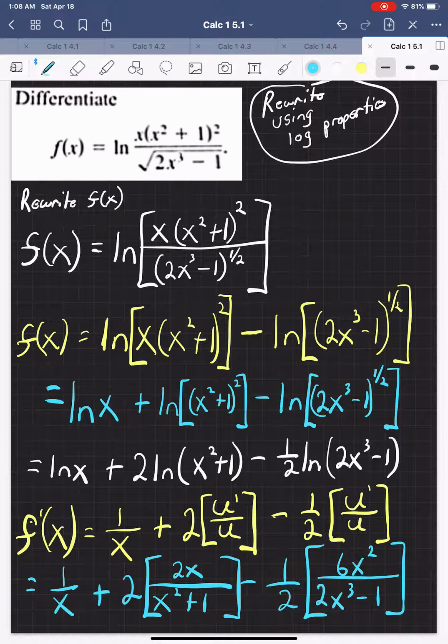Okay, now I'm going to leave it here. You would clean that up. You would bring this 2 up here. 2 times 2 would be 4x. And then you can distribute that half. So you could just take half of 6, which would be 3. And then you would be done. You would actually have the derivative, and all you had to do was just use those log properties to make your derivative a heck of a lot easier.